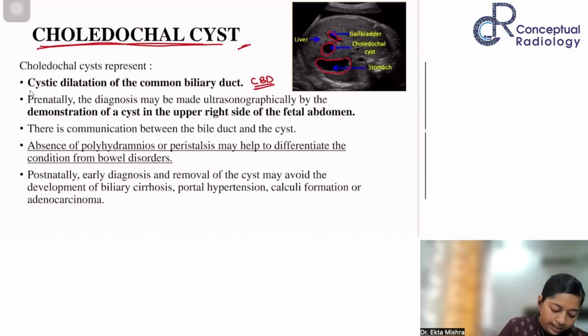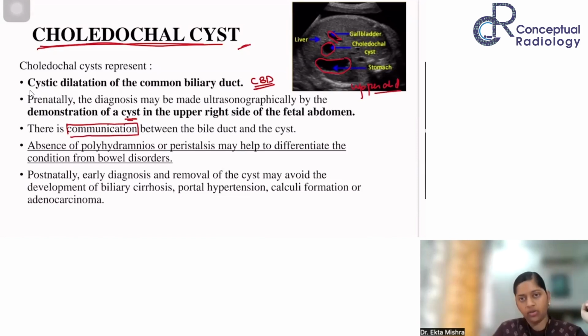So prenatally, how can the diagnosis be made on ultrasound? You demonstrate a cyst in the upper abdomen, on the right side of the fetus, so you don't confuse it with the stomach. And there is a communication, remember, between the bile duct and the cyst. So you turn your probe in an oblong manner and you can demonstrate the communication at places.